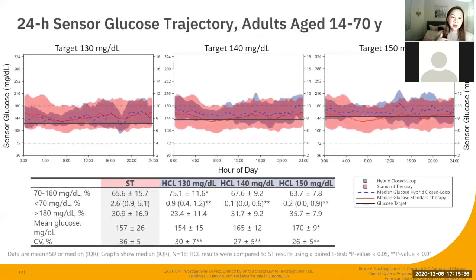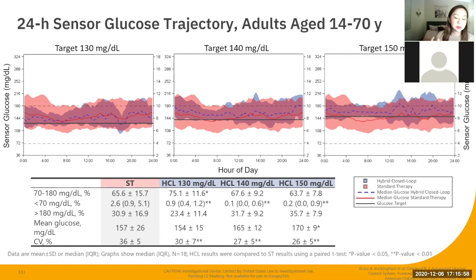The design of this particular study was a 2-week period for 36 subjects, 18 of whom were aged between 14 and 17 years of age, and then 18 between 6 and 13.9 years of age. So that's our pediatric and our adult cohort.